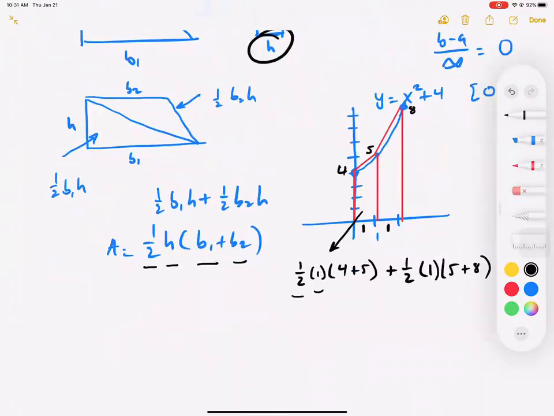The rest is just an approximation. The area approximation is 4 plus 5 is 9, so 1/2 of 9 is 9 over 2. 5 plus 8 is 13, so plus 13 over 2. We add this together and end up with 22 over 2, which is 11.